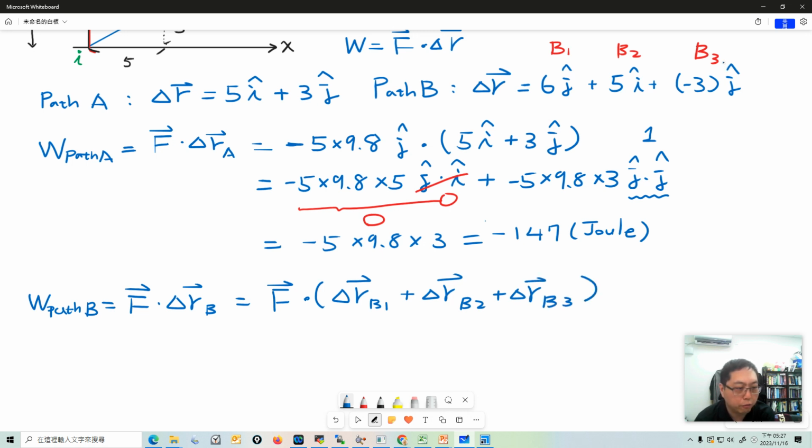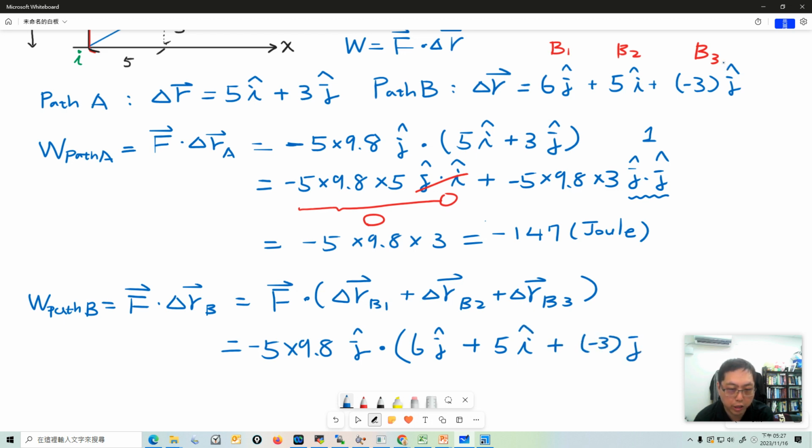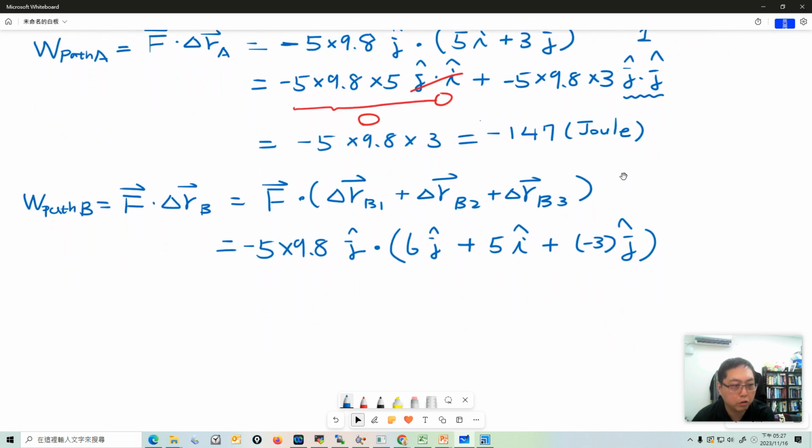The gravitational force is minus 5 times 9.8, negative, don't forget, and it's in the j vector direction. We are doing a dot product. So delta R B1 is 6j, delta R B2 is 5i, and delta R B3 is minus 3j. Let's look at it term by term.